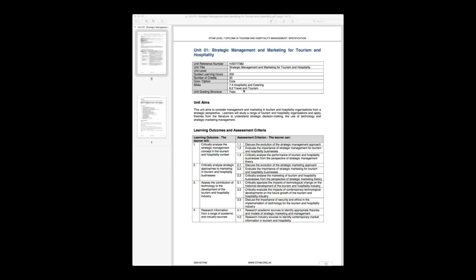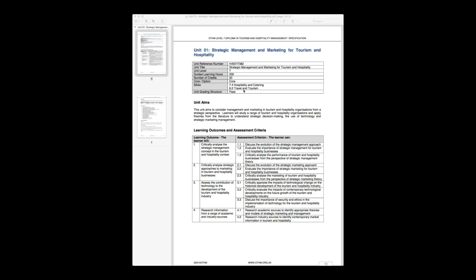In learning outcome 3, they've done a 360, and here they've included the technological aspect. Normally e-tourism or technology in tourism is a separate unit. But in this particular unit, in learning outcome 3, they have included technology and the impact of technology on tourism.